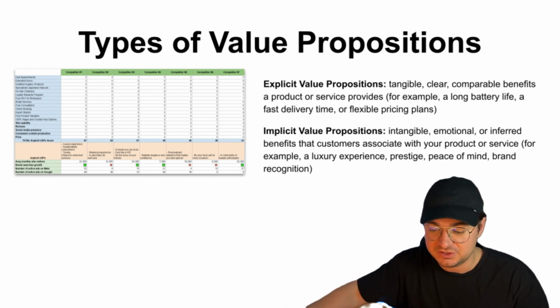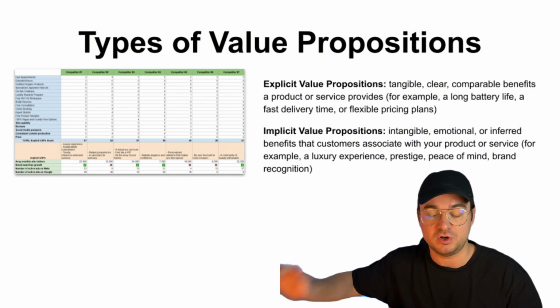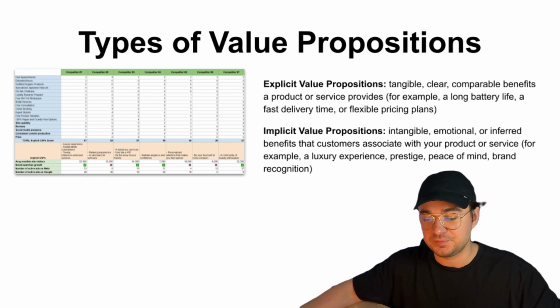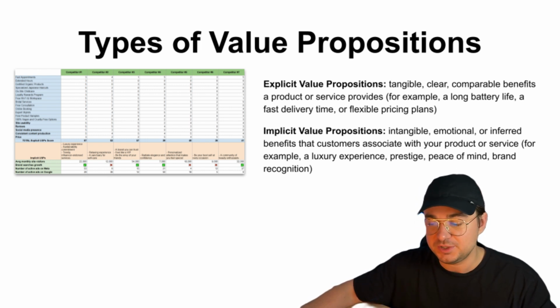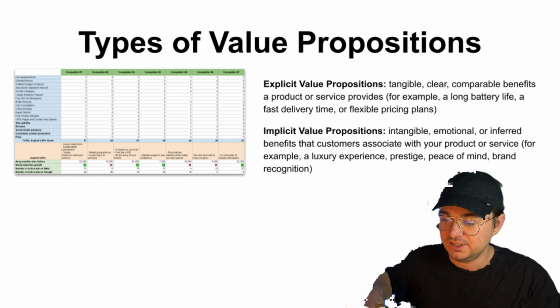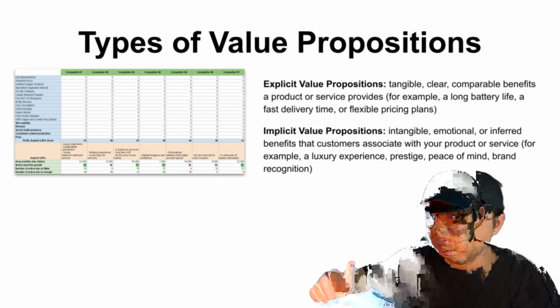Implicit value is often communicated at the top of the funnel. For search, where the goal is to capture already existing customer demand.